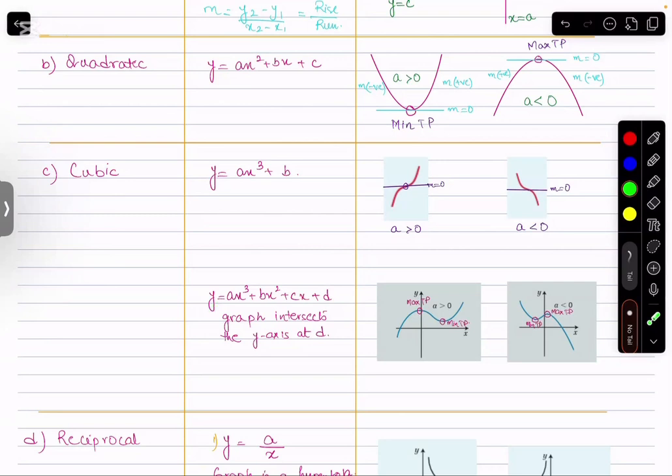Second form of your cubic equation is y is equals to ax cubed plus bx squared plus cx plus d. So here I can see after x cubed, मेरे पास x square भी है, x भी है, and then I have this constant also. So I know that the graph intersects the y-axis at d, this being the constant. Again, coefficient of x cubed. This coefficient is very, very important.